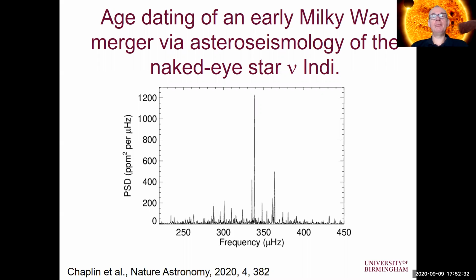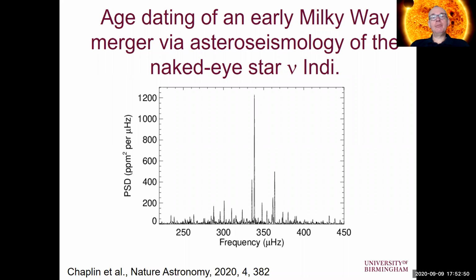So here's the oscillation spectrum of this star. You can see here from the title of the slide, this is talking about age dating a collision or a merger that the Milky Way underwent using data on just this one individual star. So how does that work?